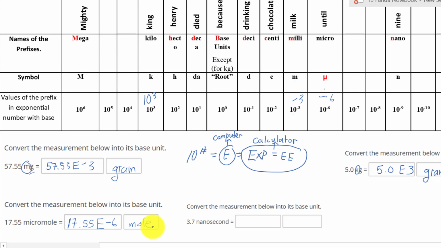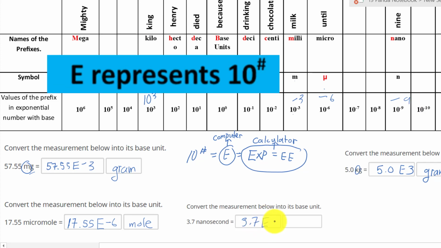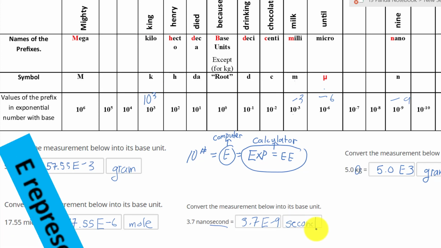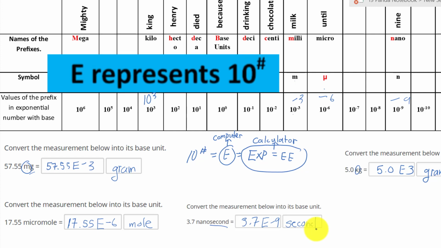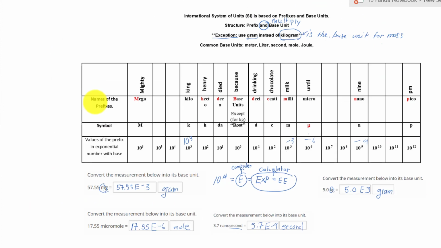Last example. Same thing. Put 3.7. Now it's nanoseconds. Now look for nano. Nano is right here, 10 to the negative 9. Instead of putting 10 to the negative 9, you put capital E, negative 9. And what is the base unit? Second. So remember, capital E is 10 to the power of something. And this is how we interpret prefixes in our measurement.